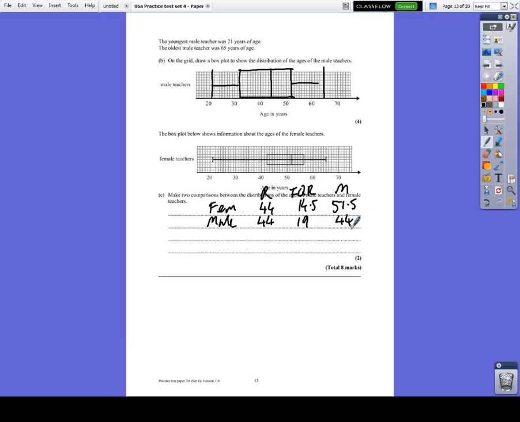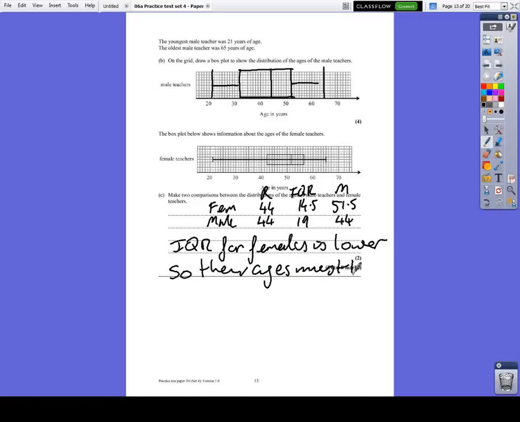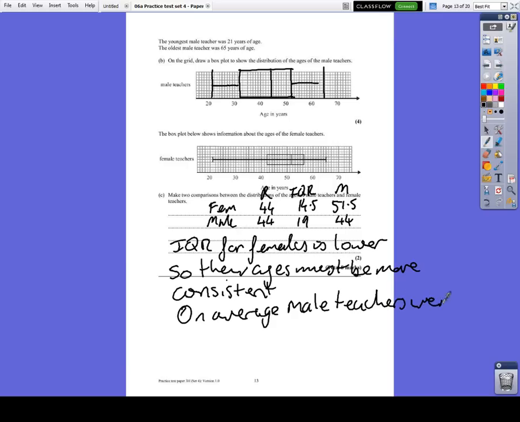So the ranges I'm not going to use here, I'm going to use the interquartile ranges because that gives us more to talk about. So because the interquartile range for females is lower, their ages must be more consistent or closer together. And then for the medians, it shows that on average, the male teachers were younger because they have a lower median.